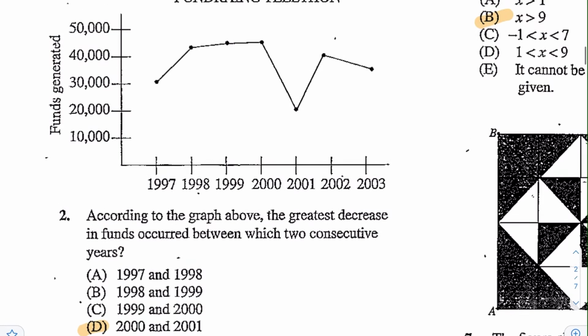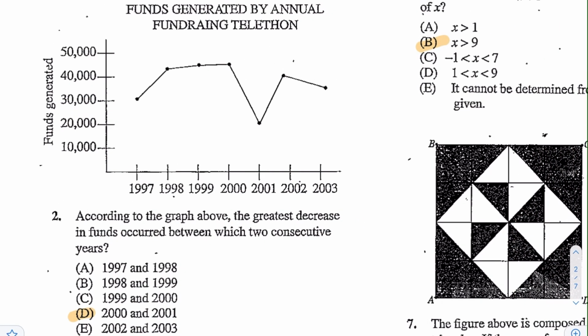Next, for question number 2, it says, according to the graph above, the greatest decrease in the funds occurred between which 2 consecutive years? So a decrease in this line graph, which shows the funds per year, means a sharp drop. So this would be a decrease, and we see that between 2000 and 2001, that's a really sharp drop. So in choice D, between 2000 and 2001, there was a really big decrease, which means that the money dropped significantly.